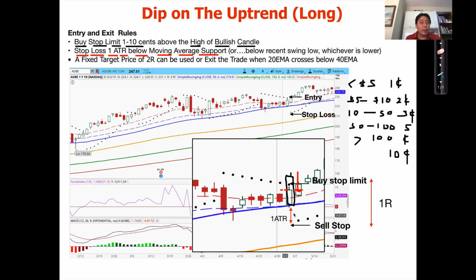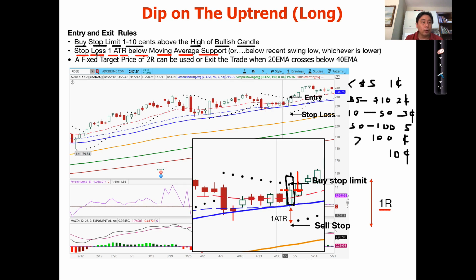Using the charts and using Finviz, you can measure the ATR. So for example, in this case, the ATR is about $1.50, for example. So what we do is we'll place our stop loss $1.50 below the moving average. So that's our stop loss. So the distance from the buy entry to the stop loss, that'll be known as 1R. So recall what 1R means. R represents your risk, which is the risk per share or the risk distance.